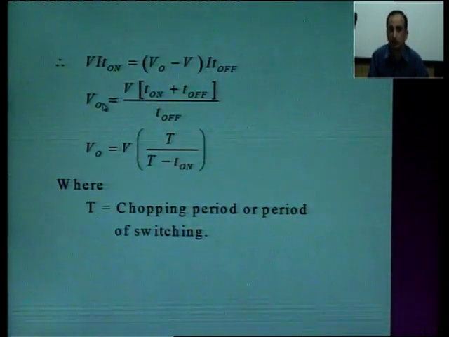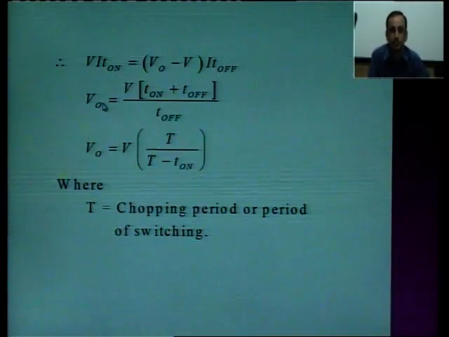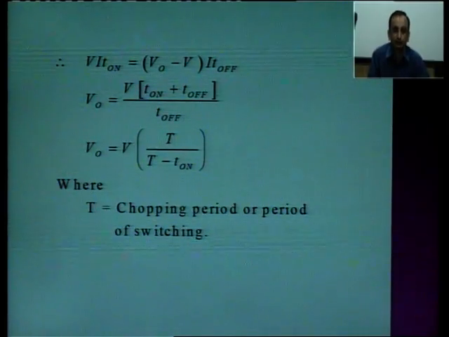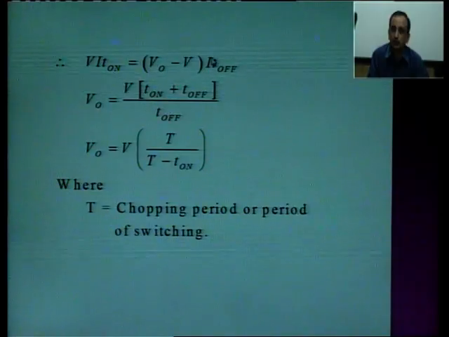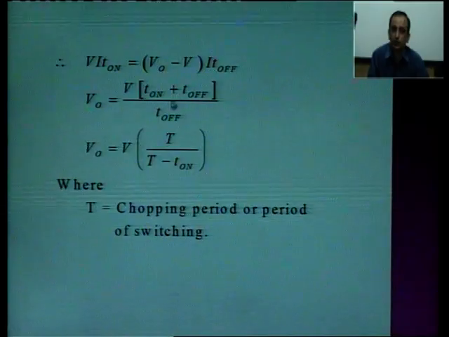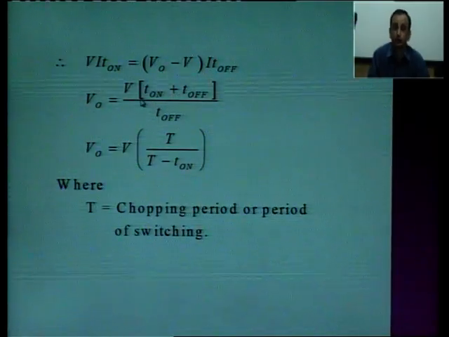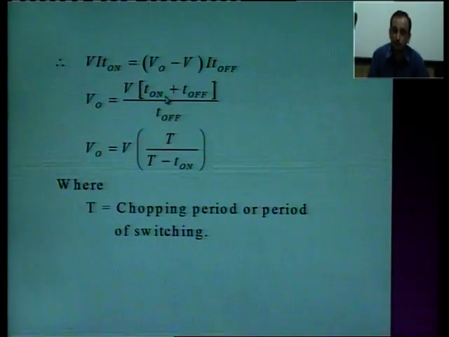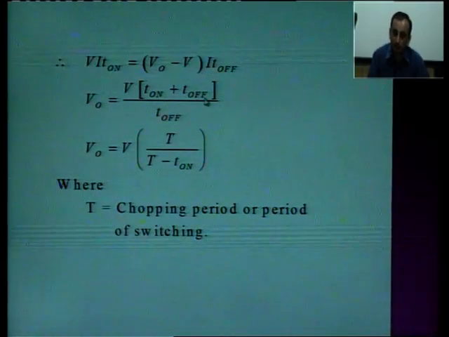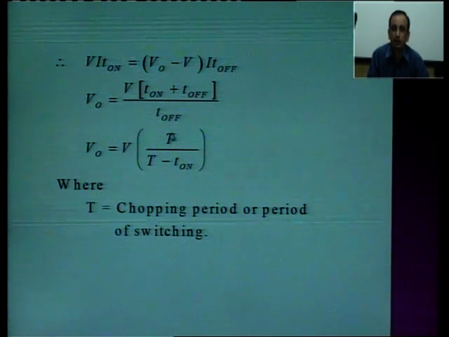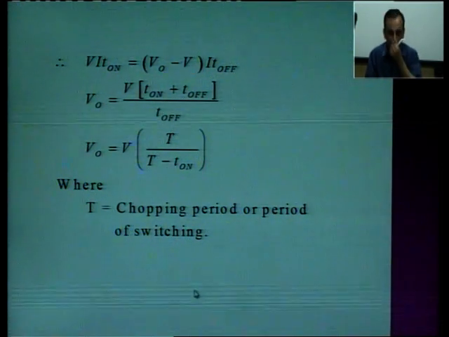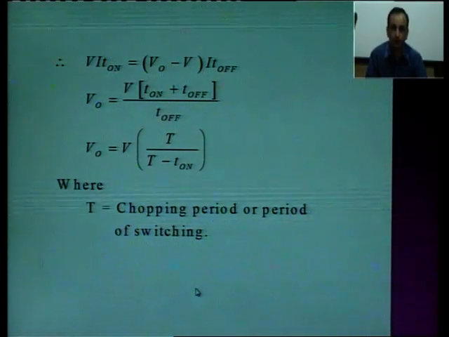So, if you equate those two equations, the input power stored in the inductor is equal to the power supplied by the inductor. From here, if we solve this, we can find the output in terms of T on and T, because we know the source voltage, the time for which it has been on, and the time for which we have kept it off. So, V output will be V into T by T minus T on, where T is the chopping period, or we can say the cycle.